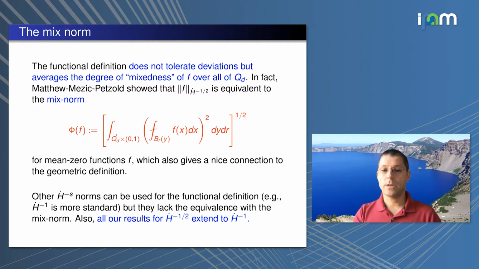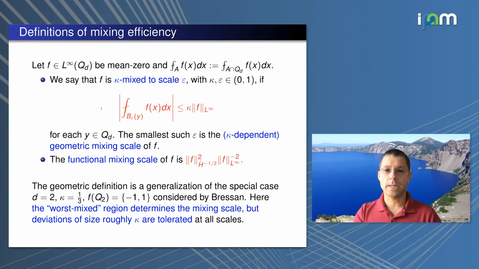So you square that and then you average it over the domain and also average it over the radius of the ball, and then take 1/2. Okay, I forgot to say that the geometric mixing scale is the smallest epsilon for which all these averages are less than or equal to kappa. So however low you can go with this epsilon. And for the functional mixing scale, it's just this norm.